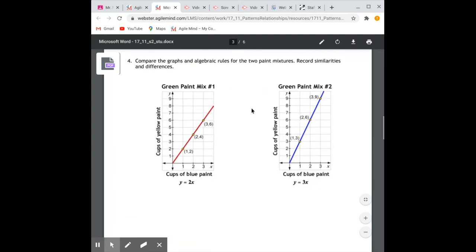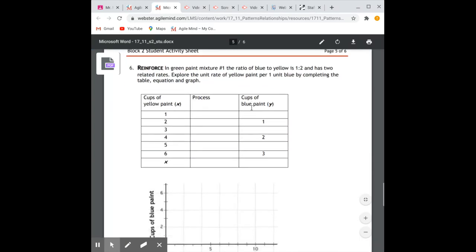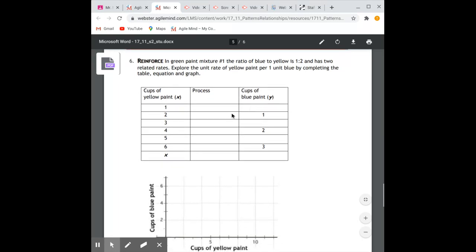All right, number 6. It says that there are 2 cups of yellow paint for 1. So that means we're going to have some half mixtures, right? So what do I multiply by 2 to make 1?